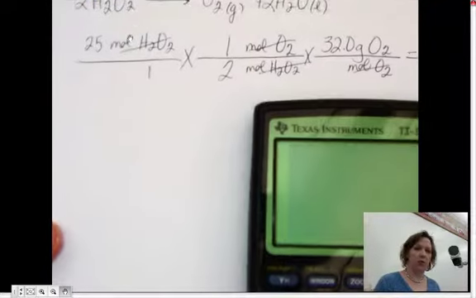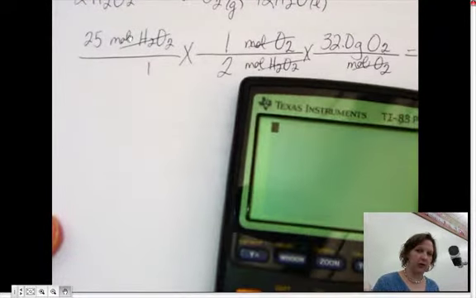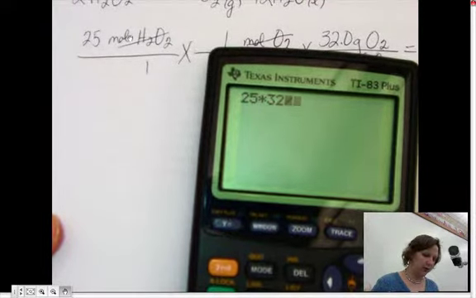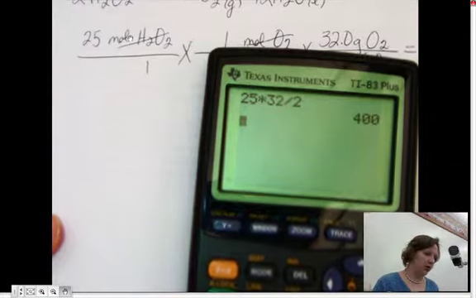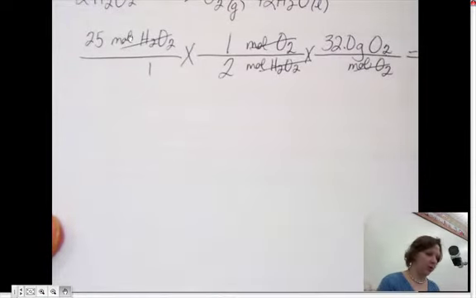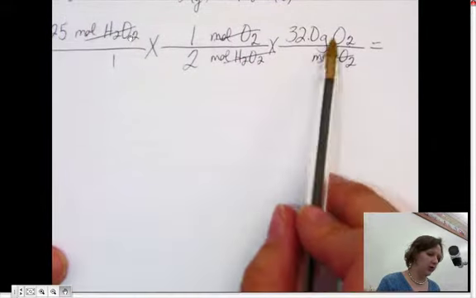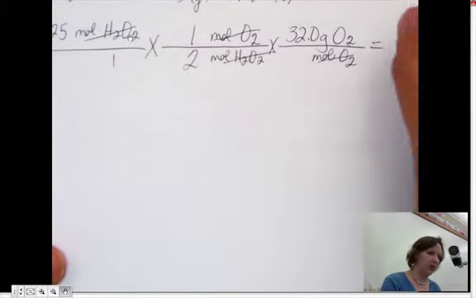Okay, so we were multiplying together 25 times 32 divided by 2. That's 400. And how many sig figs do we want? Only 2, because 25 has 2 and 32.0 has 3, so we want 2 in our answer.